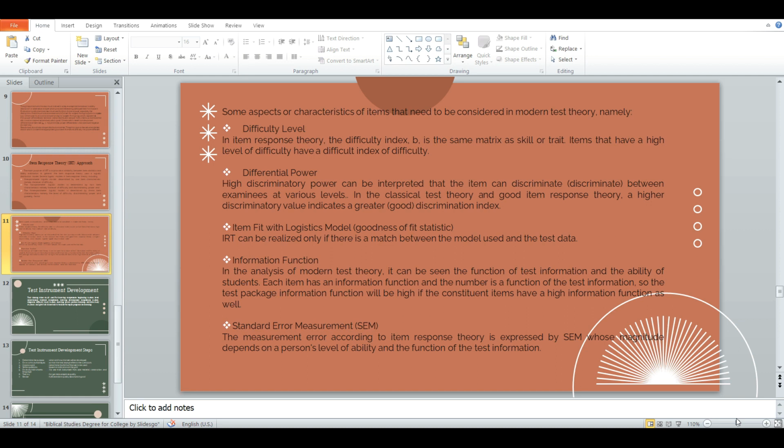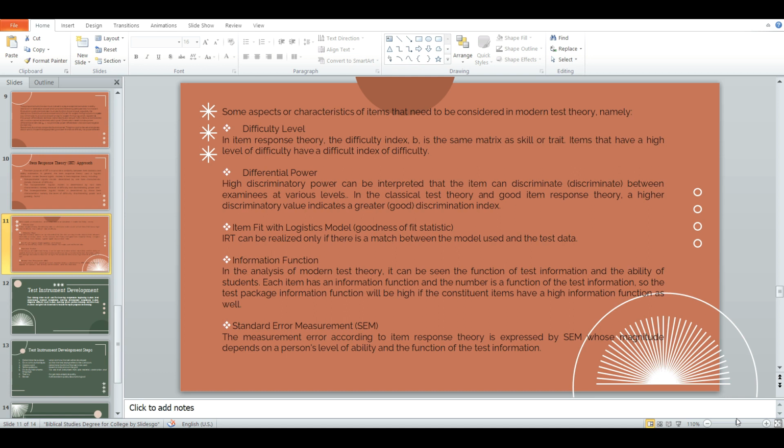There are some aspects or characteristics of items that need to be considered in modern test theory. Namely, the first is difficulty level. In item response theory, the difficulty index B is the same metric as skill or trait. Items that have a high level of difficulty have a high index of difficulty.